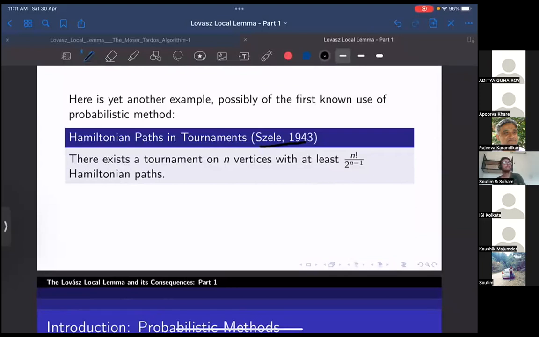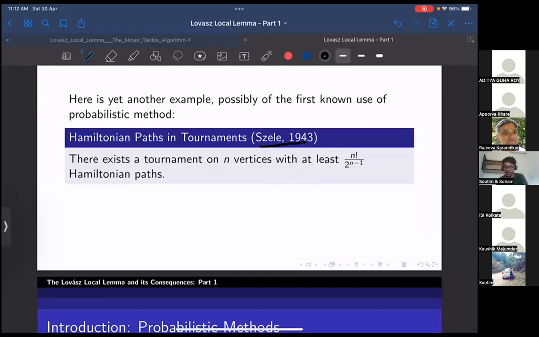If we are constructing a tournament from scratch, suppose we have n vertices. To introduce randomness, we fill in a directed edge between two vertices with probability half. For a fixed permutation of the n vertices, there is exactly a chance of 1 by 2 power n minus 1, because there are n minus 1 edges and each is directed with probability half, that the fixed permutation induces a Hamiltonian path. And if we sum up over all possible permutations, that will give us the total number of Hamiltonian paths, which is n factorial by 2 power n minus 1.